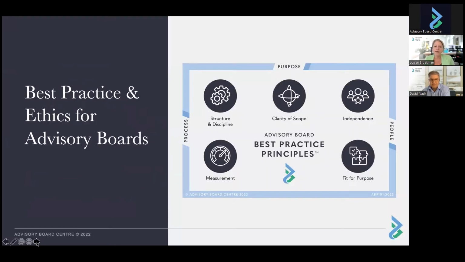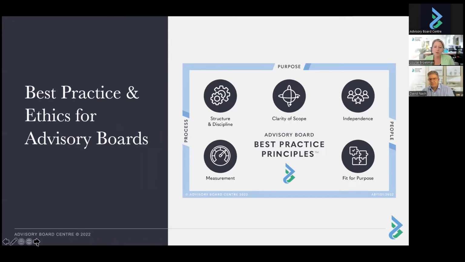Sitting behind that is the ABF 101 Best Practice Framework, which was released originally in 2020. The Best Practice and Ethics Advisory Board oversees the ongoing development of the ABF 101. And we're going to be using this to road test some of our thinking today, specifically around roles and responsibilities.